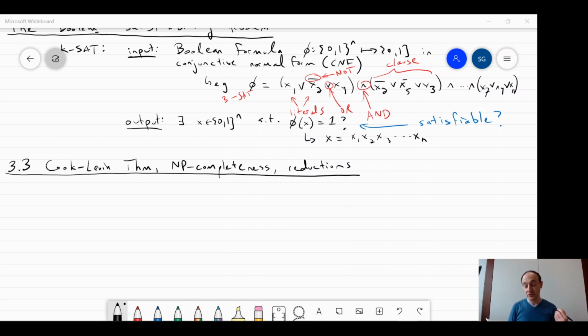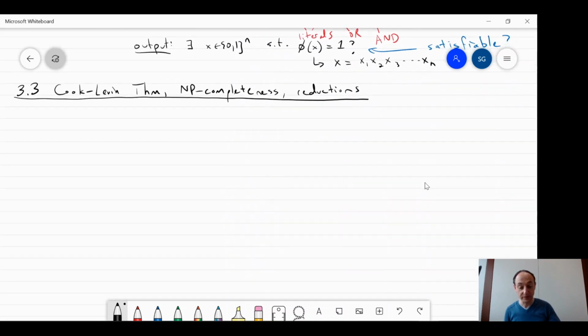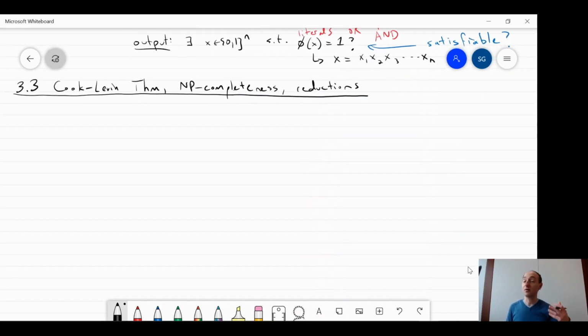And to just remind you of the theory of NP completeness and the Cook-Levin theorem, which I won't prove, by the way, in this lecture, but we will review it in a future lecture when we talk about a quantum Cook-Levin theorem. The first thing I'll have to do is just define a reduction.